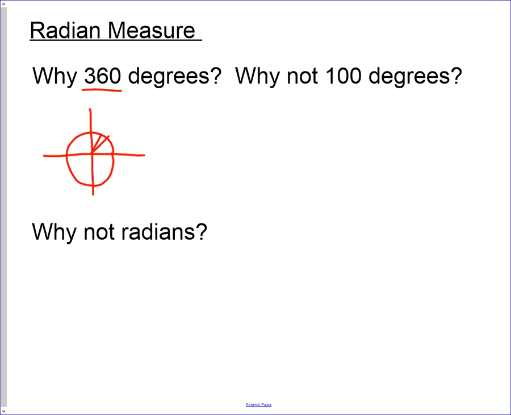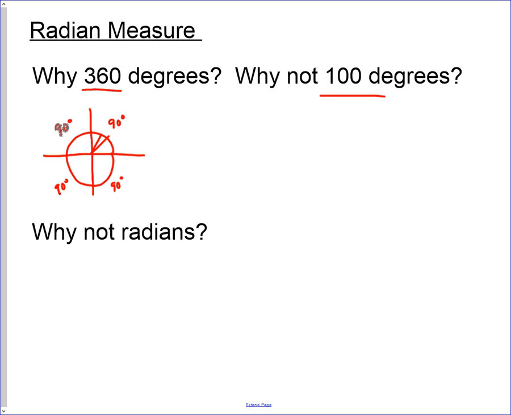360 is actually a relatively arbitrary term. It gives us 4 right angles inside the circle, all of which are 90-degree angles. And those right angles are very important to us, and we learned a lot about them. But the question is, why not 100 degrees? Maybe 100 degrees would have made more sense.